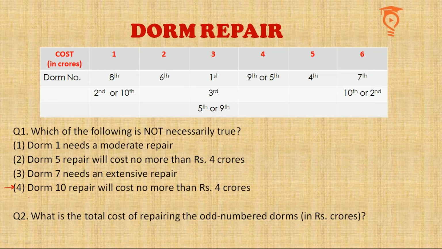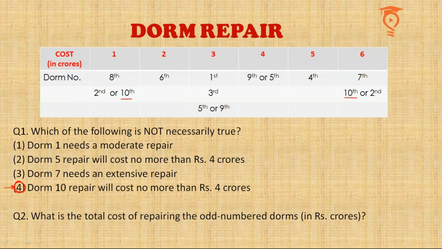It's not foolproof, but still, option 4 says DOM 10 repair will cost no more than rupees 4 crore. So DOM number 10 could cost 1 crore, and could cost 6 crore also. So this is not necessarily true, and it again worked for me that I started with the last option and it became the answer.